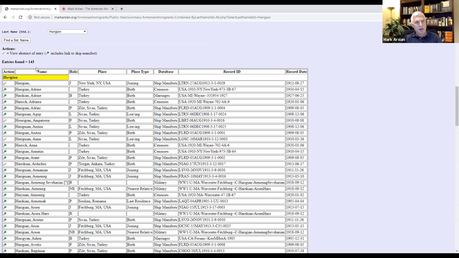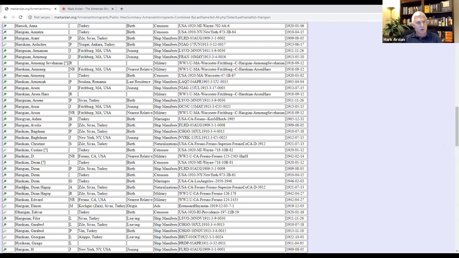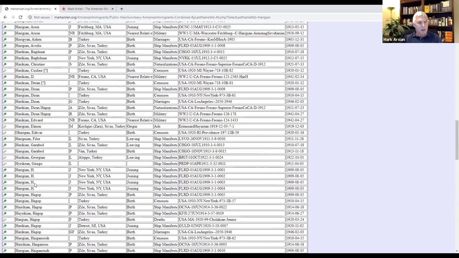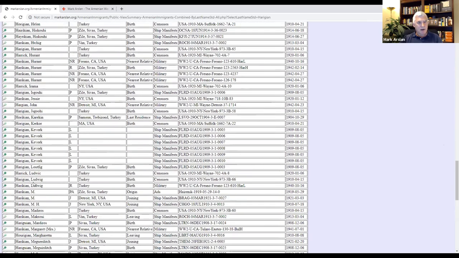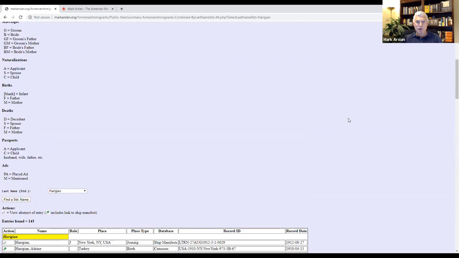And you can see there were 143 entries that I found across all these different databases, and all the different ways that it was spelled. There's a few Harigians in there, there's a Horigian, and some of these are actually the same last name as Varajan, some of them are not, but anyway, I grouped all of these together. Okay, so that's how you search by name.